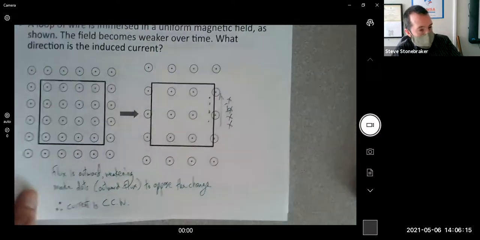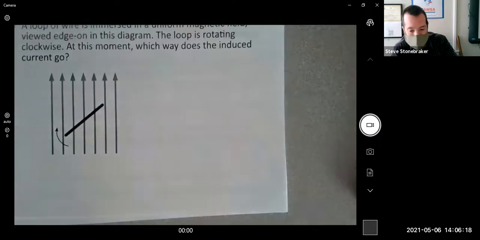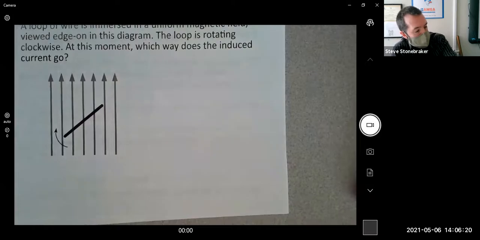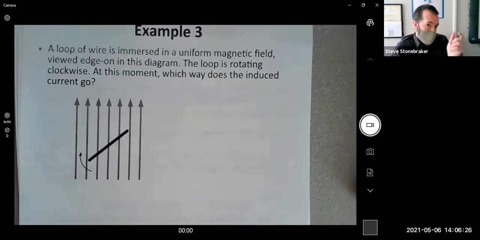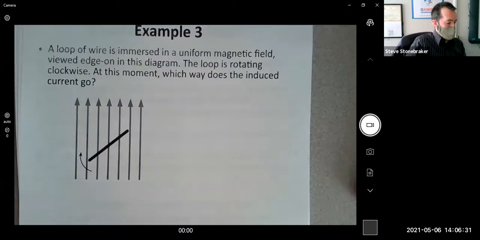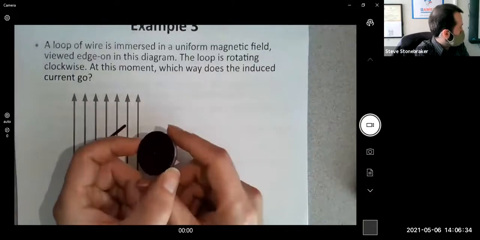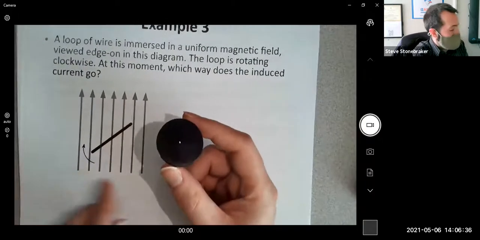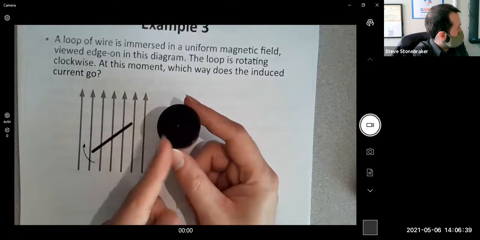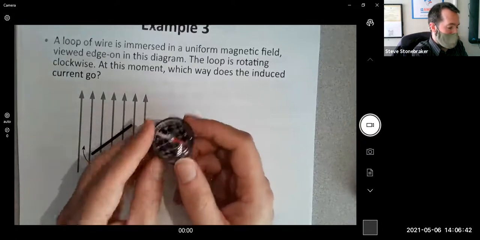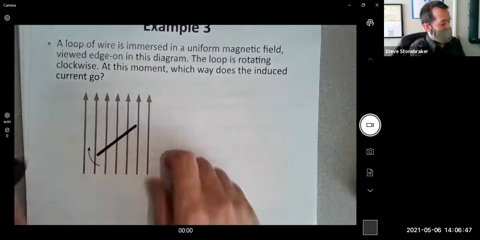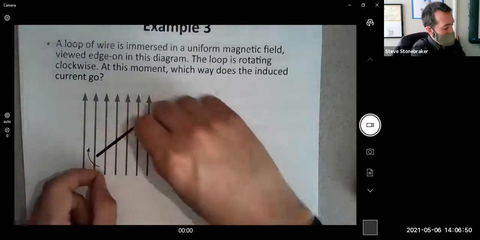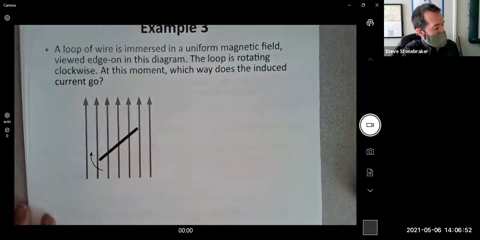Okay, I'm going to do one more of these and then I'm going to show you a couple of additional demos. This time we are looking edge on at the loop. Like if you imagine this compass is the loop of wire, we're looking at the edge of it here. So it's circular, but you're just seeing the edge. And it's spinning inside this magnetic field.